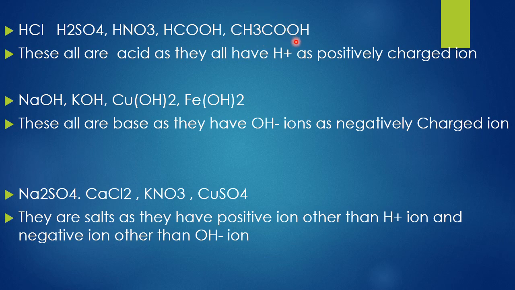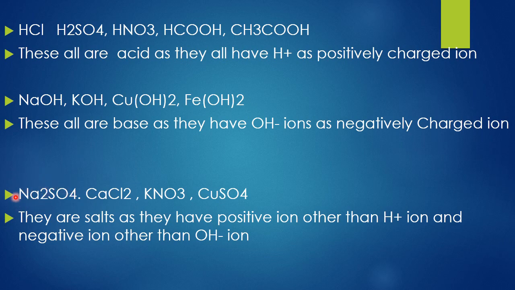Now they all are acids because they have H plus ions, or hydrogen ions, as the positively charged ion. Sodium hydroxide, potassium hydroxide, copper hydroxide, iron hydroxide, they all are bases because they have negatively charged hydroxide ions. Now this is sodium sulfate, calcium chloride, potassium nitrate, copper sulfate. All these compounds have positives and negatives.